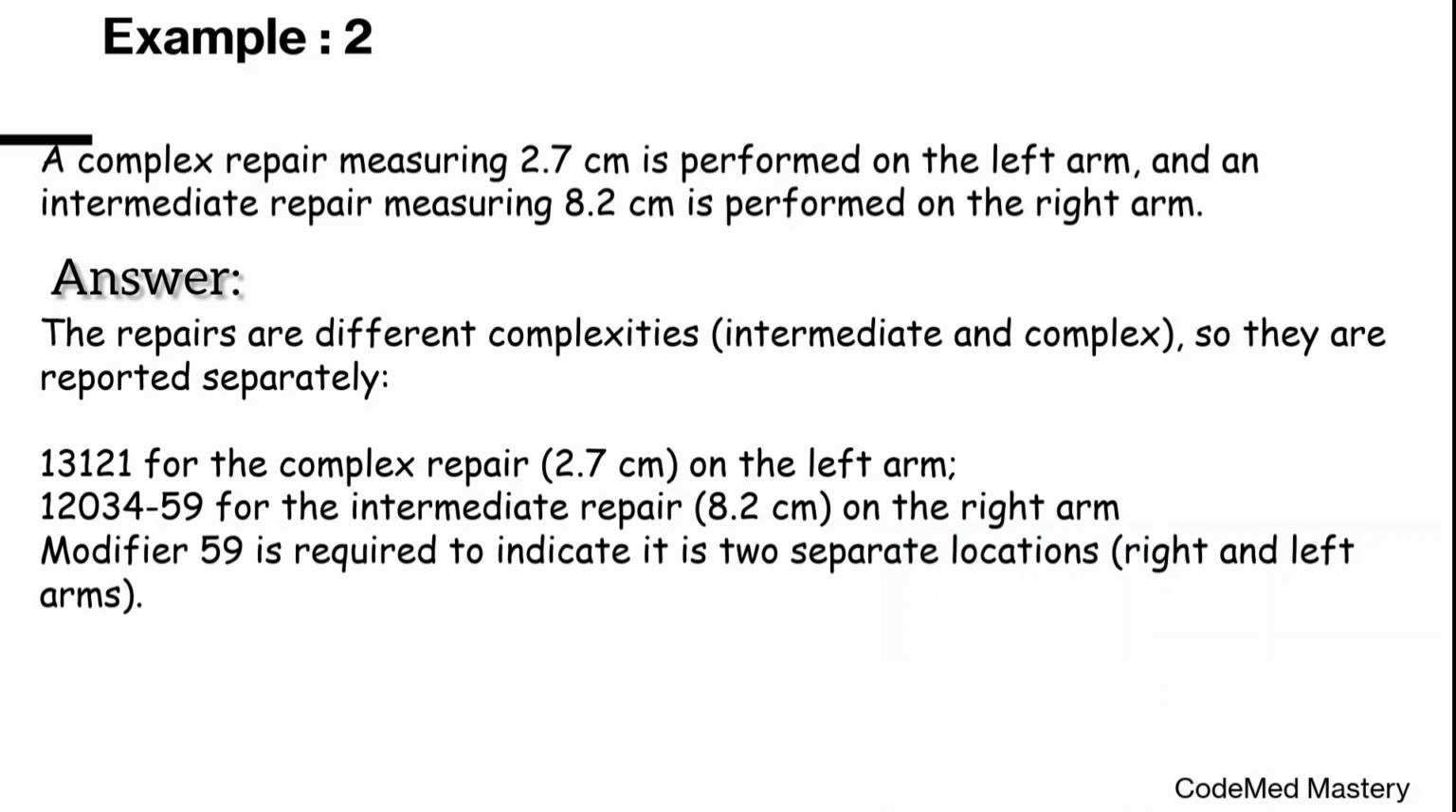It is used to indicate that the intermediate repair is a distinct procedural service from the complex repair, and also the repairs were performed on different anatomical locations, that is left arm and right arm. Therefore, we have to apply modifier 59. This ensures that these two procedures are recognized as separate and independent. I hope you're clear with it.